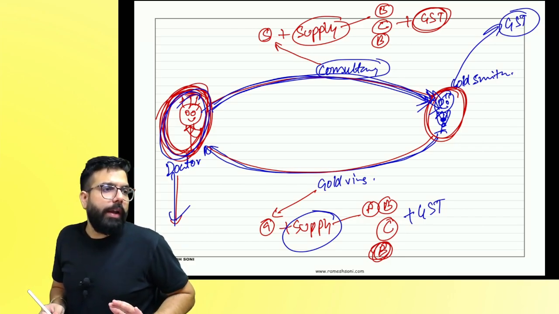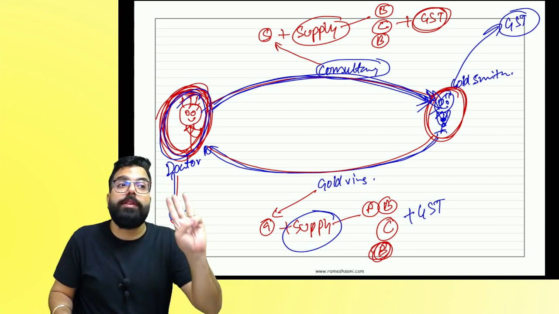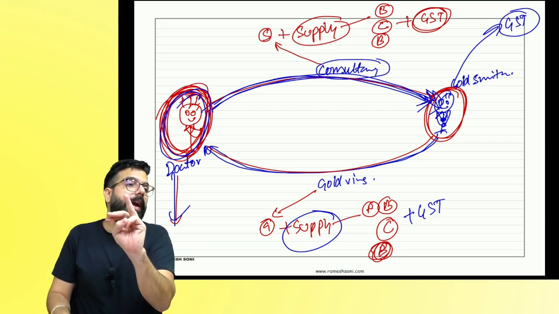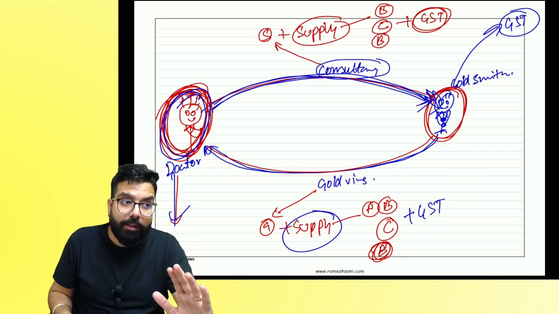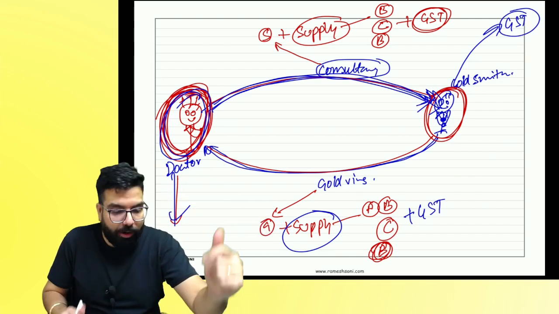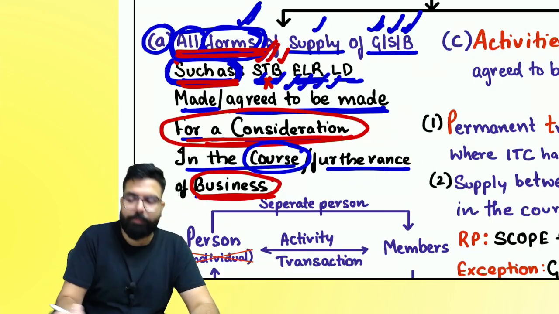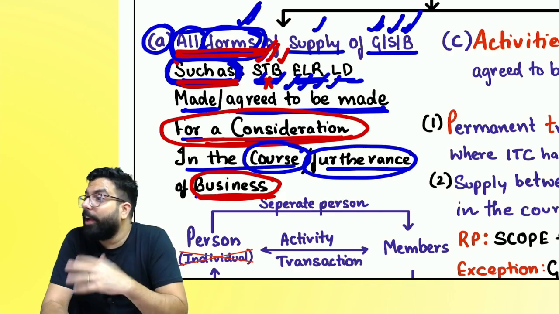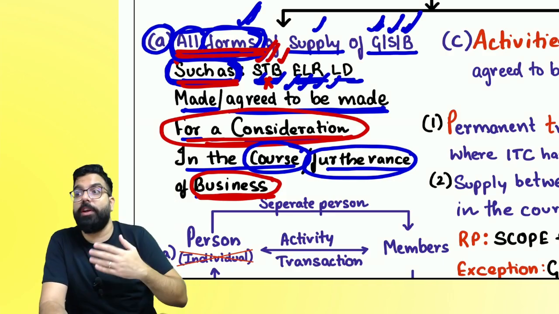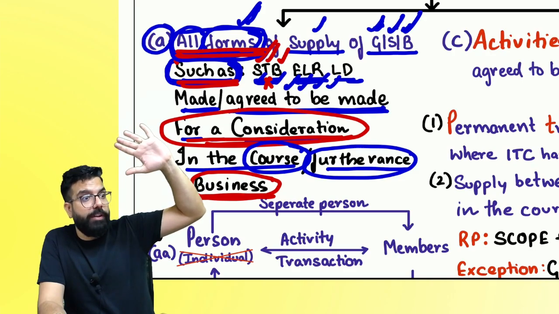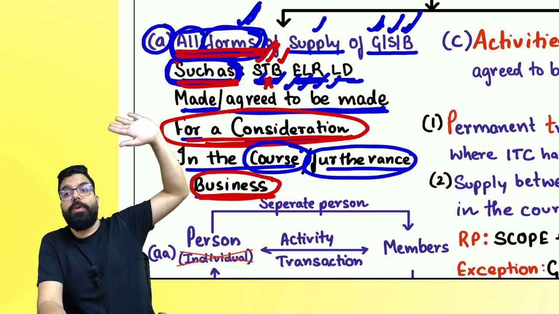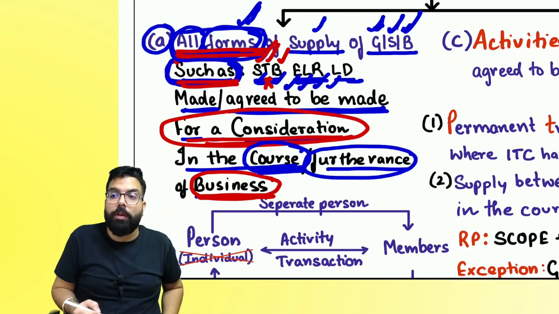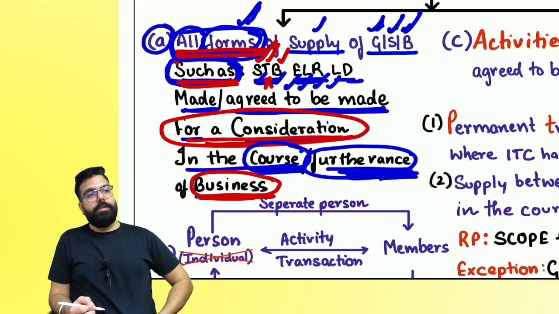Sure, everyone. Can I go ahead? You always have to see three things in supply: number one, form, consideration, and business. Business, or course of business, or furtherance. What do you mean by furtherance? Furtherance means it might be for the advancement, promotion, or expansion of your business. Furtherance means expanding your business. Everything is included because they say it can be in the course or furtherance of your business. Can I go ahead, everyone?